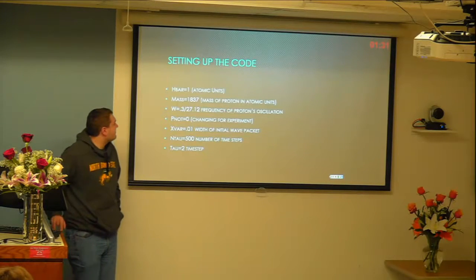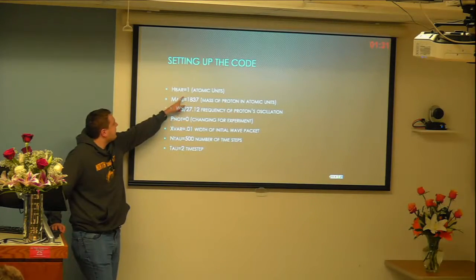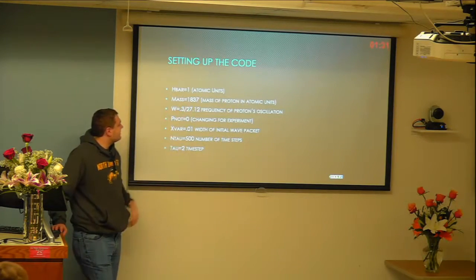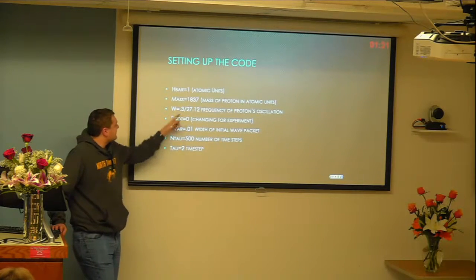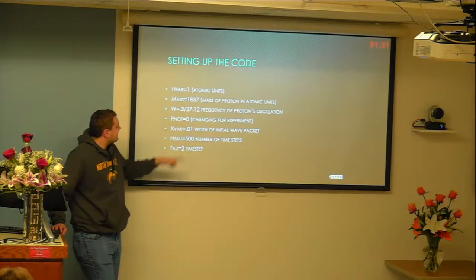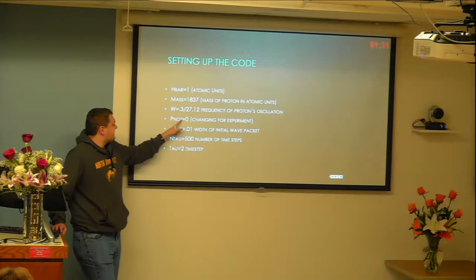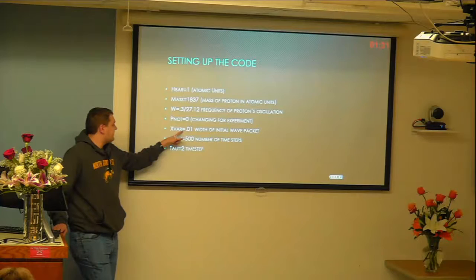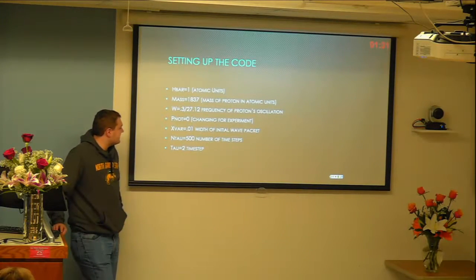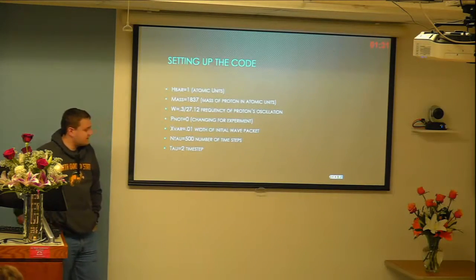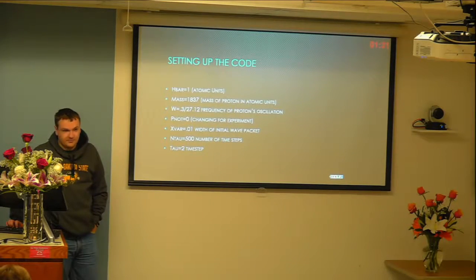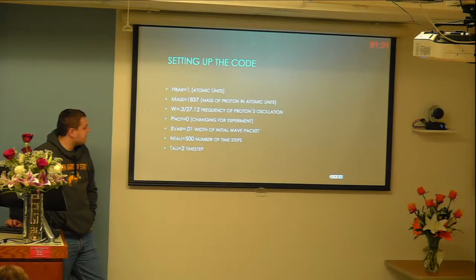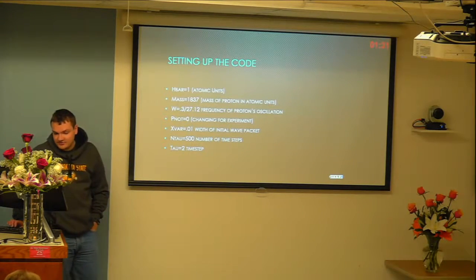So this is just setting up the code. h bar is equal to 1, the mass of the proton in atomic units. This is the frequency of the proton's oscillation. P naught is what is being changed throughout the experiment, the width of the initial wave packet, the time step, and the number of time steps. The more time steps would be a better representation, but it takes longer for the code to run.